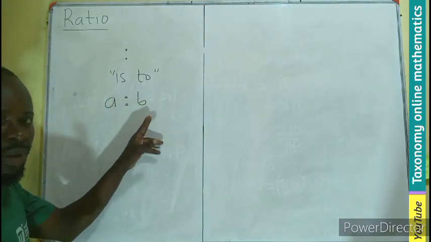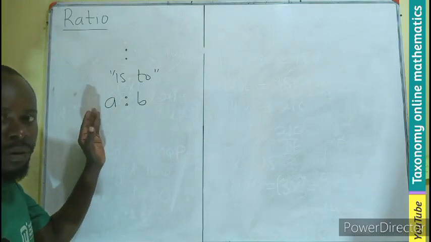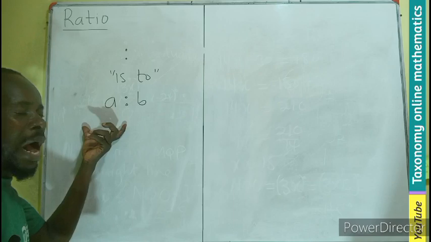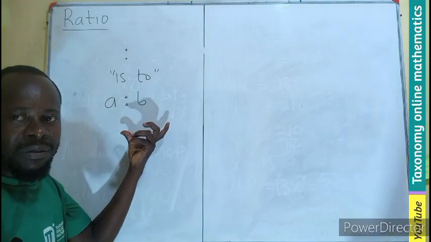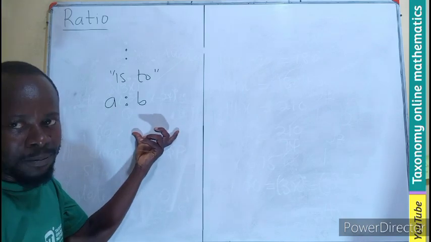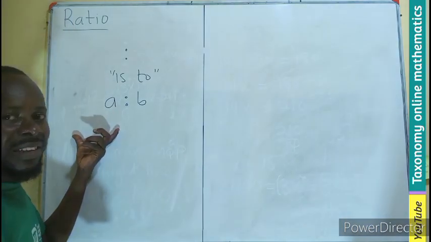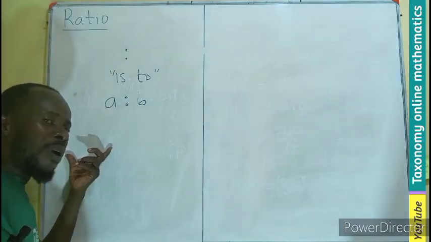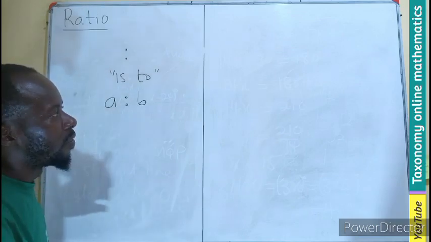A is to B. If it is rice, let's just say 4 cups of rice to, let's say, 5 cups of water, so that we can get rice water. But if I want to get, let's say, cooked rice, then 4 cups of rice, let's say 3 cups of water. The ratio must correlate.